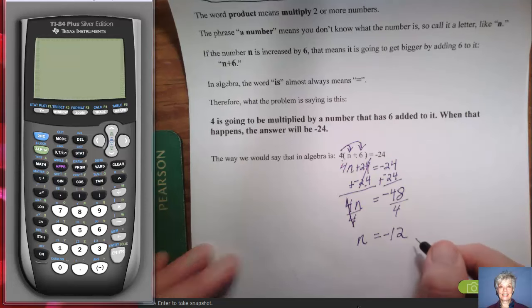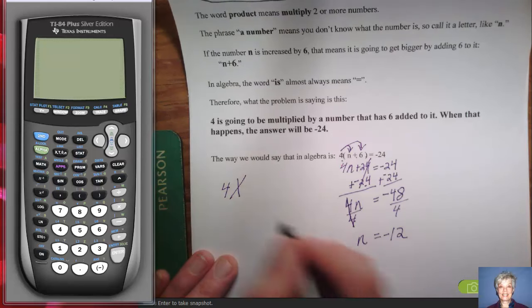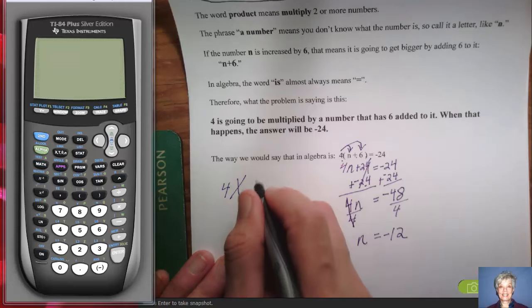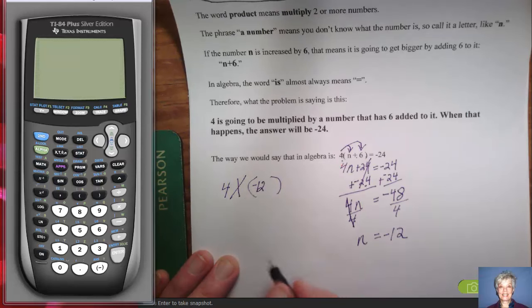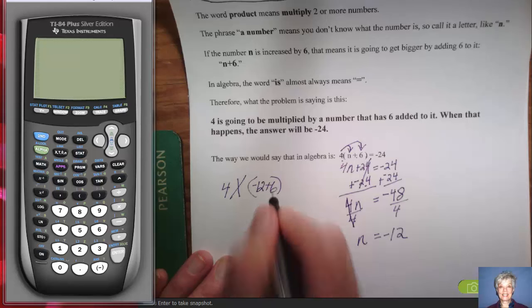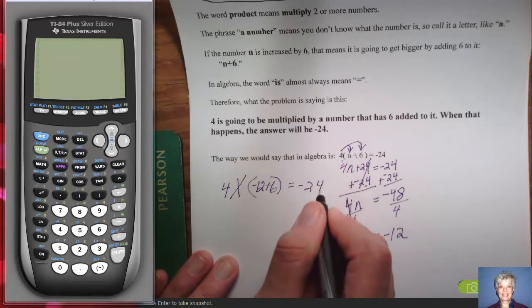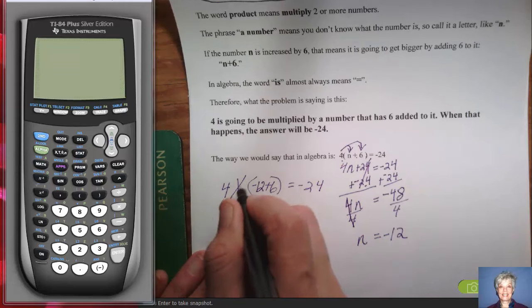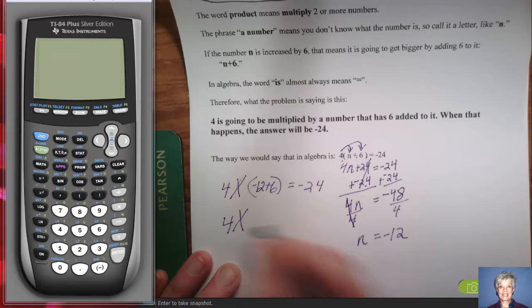12. Now, let's see if it's true. If we multiply 4 times some number that 6 was added to, well, if we're saying that negative 12 is some number, then negative 12 with 6 added to it, is that really going to equal negative 24? So, look, I went back to an old-timey X for multiplication. 4 times negative 12 plus 6 is negative 6.